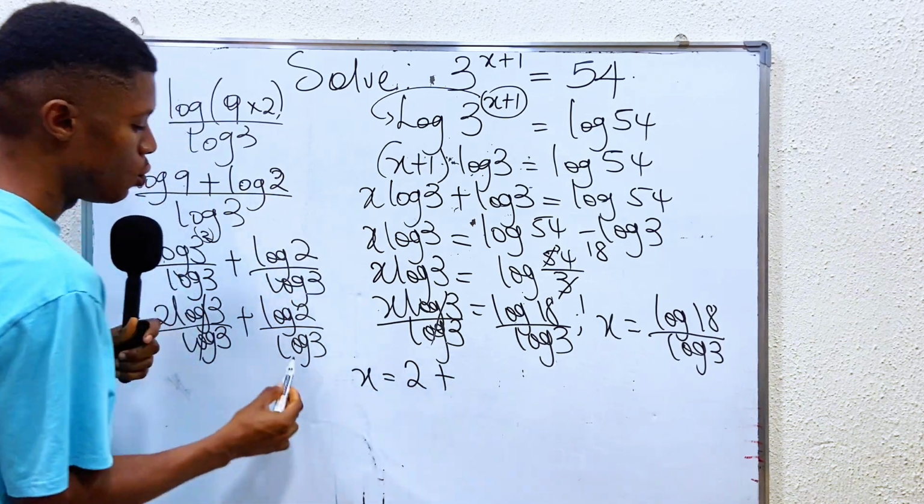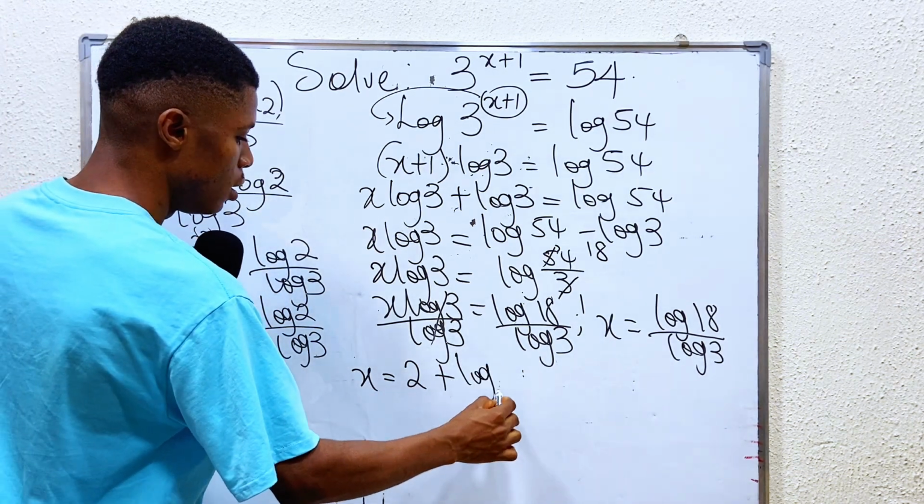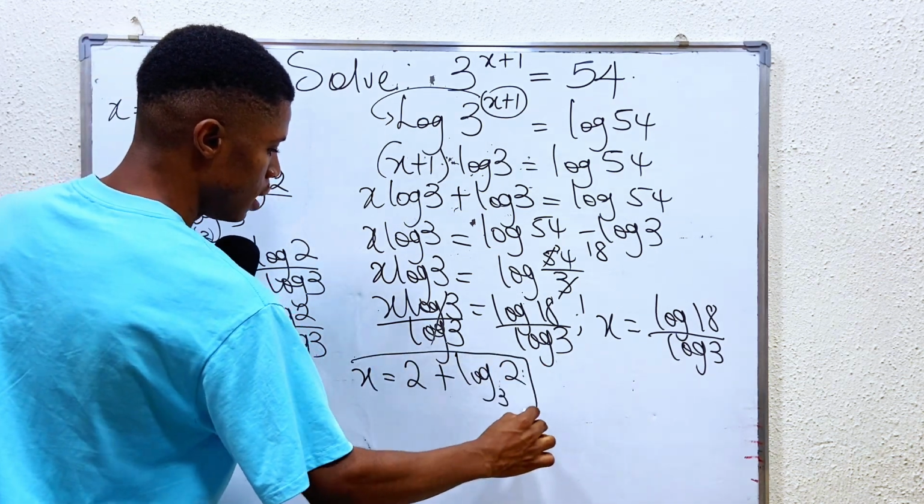2 plus, we use change of base. Okay, the base will now become 3. So we have it as log base 3 of the number 2. And that's the answer.